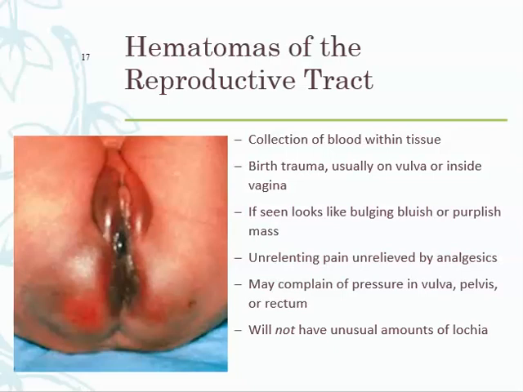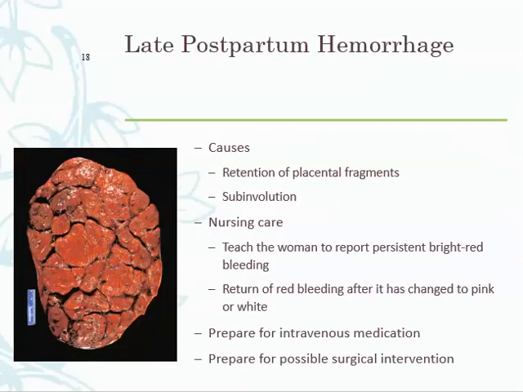The initial best treatment for this is to use ice packs. Depending on the significance, they may need significant amounts of ice, but ice will help constrict those blood vessels down and at least slow that bleeding down as much as you can. When we're talking about late postpartum hemorrhage, the most common cause is retention of placental fragments. As you can see from the placenta in the picture, there are different grooves and nubs on the placenta. What you're seeing here is the placenta that's attached to the uterus, the mother's side of the placenta.